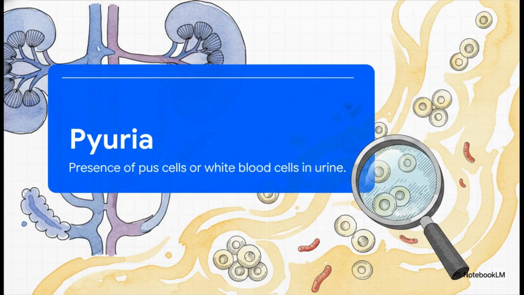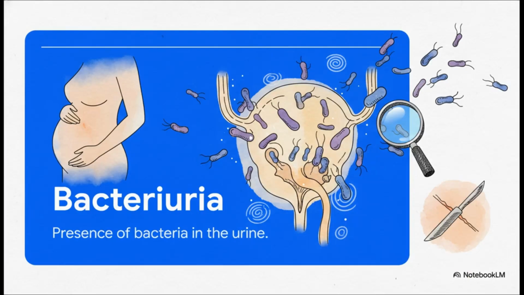Remember that intense inflammatory immune response we literally just discussed? Pyuria is the direct microscopic evidence of that battle. Your body is shedding the soldiers that fought the infection right out into the urine. Next, we have bacteriuria. Quite simply, this is the presence of bacteria in the urine.